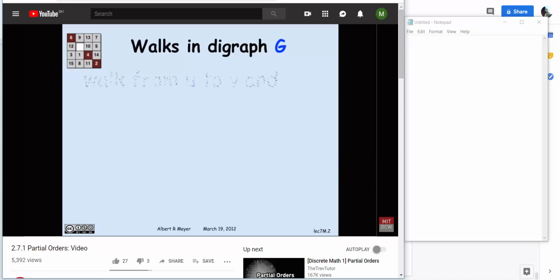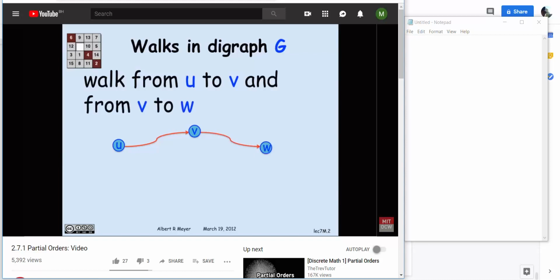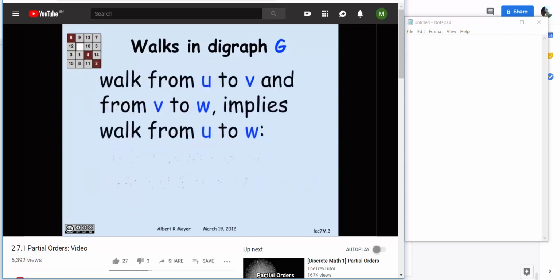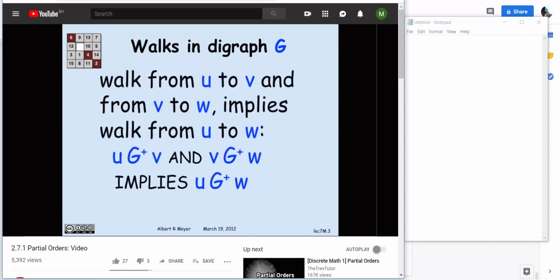If we think about walks in a digraph, the basic property of walks is that if you have a walk from U to V and you have a walk from V to W, then you put the two walks together and you wind up with a walk from U to W. Expressed in terms of the positive walk relation in G, this is saying that if U G plus V and V G plus W, then U G plus W.